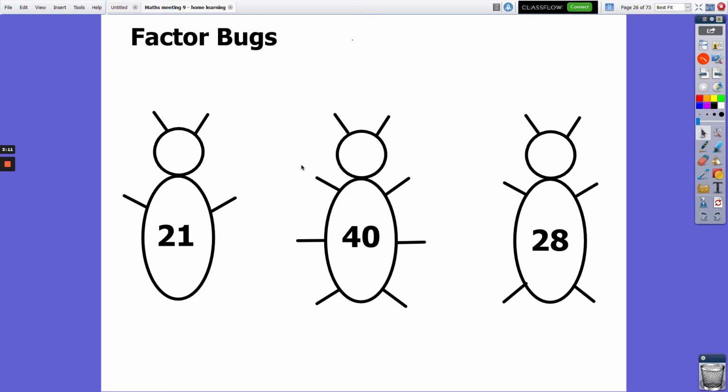Factor bugs now. We've got 21, 40 and 28. I want you to complete these factor bugs and write out the factors of all 3 numbers. Off you go. Okay, let's make a start.